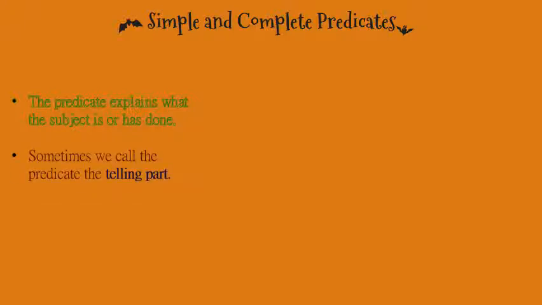Now, simple and complete predicates. We move to the predicates. First of all, what is the predicate? The predicate explains what the subject is or has done. Either it's giving me information about the subject or it's telling me what the subject has done. Sometimes we call the predicate the telling part. Example: "They arrived late to the party."